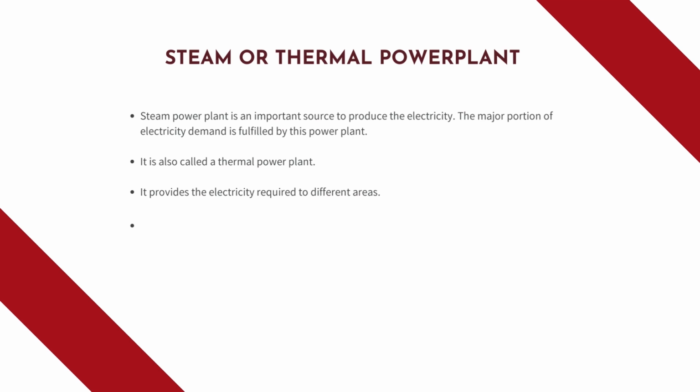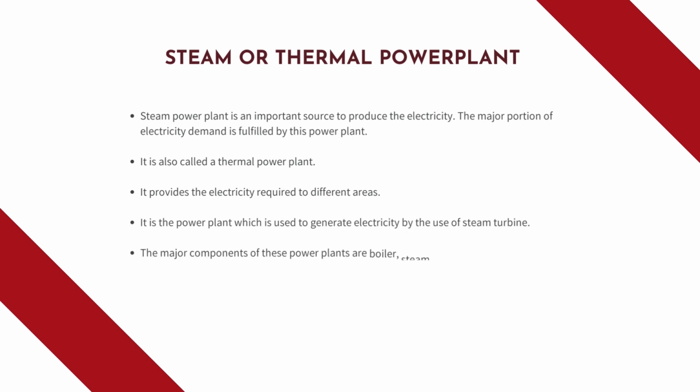Steam power plant is an important source to produce electricity. The major portion of electricity demand is fulfilled by this power plant. It is also called a thermal power plant. It provides the electricity required to different areas. It is the power plant which is used to generate electricity by the use of a steam turbine. The major components of these power plants are the boiler, steam turbine, condenser and water feed pump.